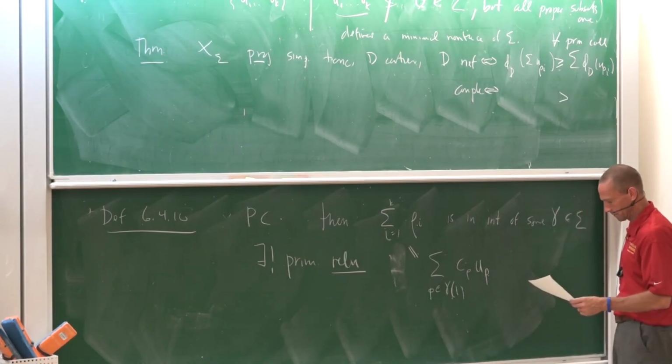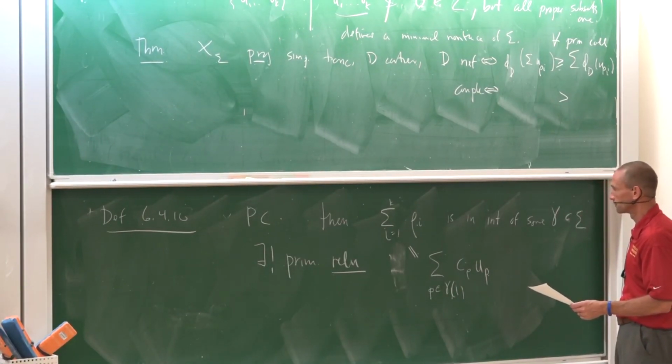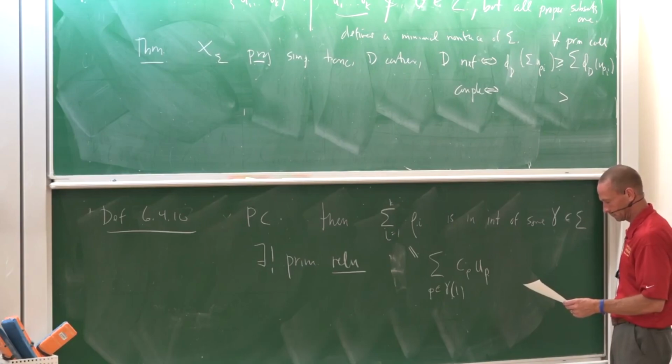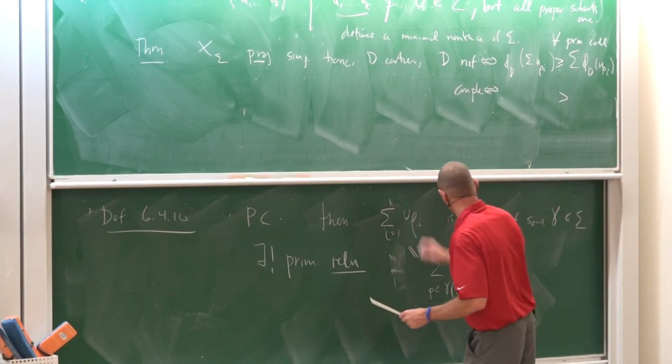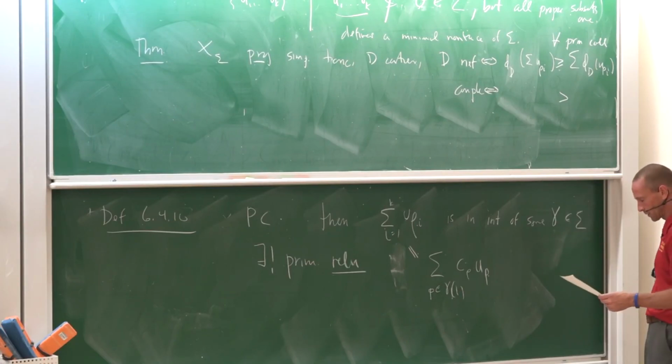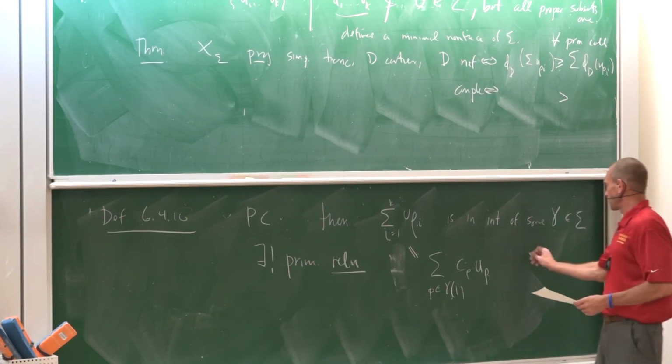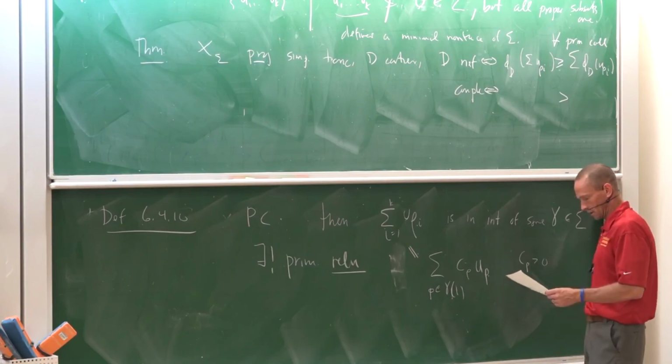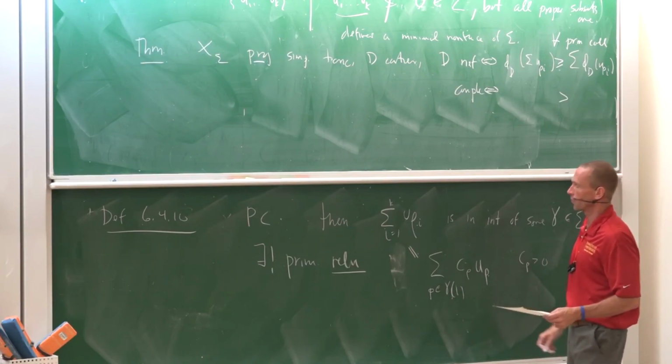You meant to say on the first line the sum of the u_rho_i. Yeah, I did. Sorry, my bad. I want the primitive generators of the rays. And the c's are greater than 0. So the theorem is, what's the Mori cone?